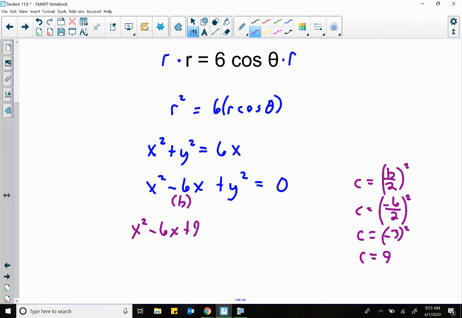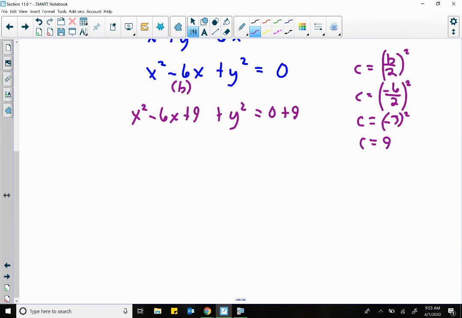So what's going to happen is we're going to add 9 here, and if I add 9 to that side, I've got to add 9 to the other because I'm forcing in a +9 to complete the square for this. And remember, completing the square allows us to turn something into being factorable. So this guy is factorable, and if you factor that, this is what you should end up with: x minus 3 squared. That's what this factors into.